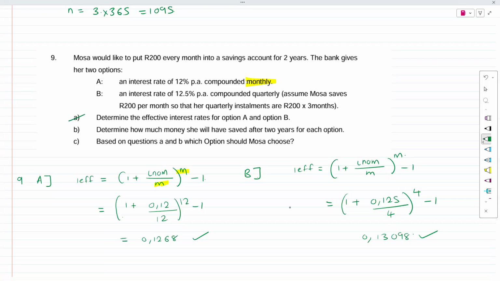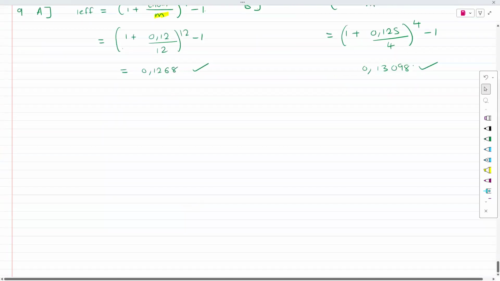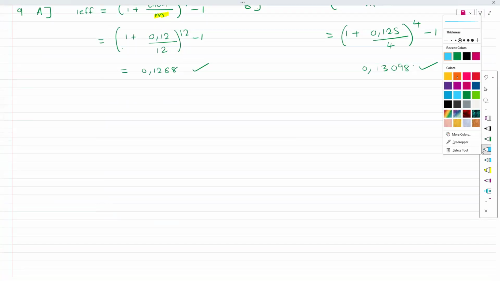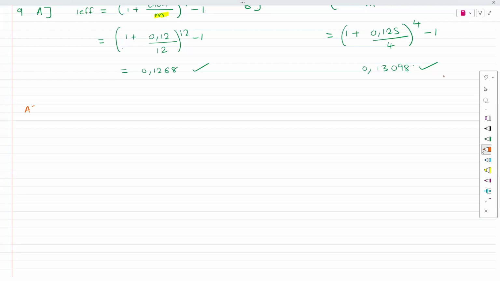The second question is determine how much money she will have saved after 2 years for each option. Guys, again, for option A, it's quite simple to deal with. All we have to do is understand she's putting money away every month, so we have to use future value. It's not a one-time lump sum payment. So N is going to be 2 years times 12. I is going to be 12% divided by 12, which equals 0.01. X is 200, of course, and the future value is unknown.